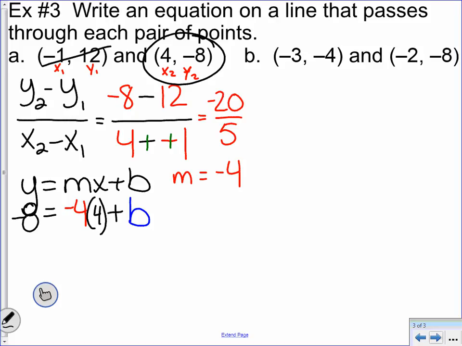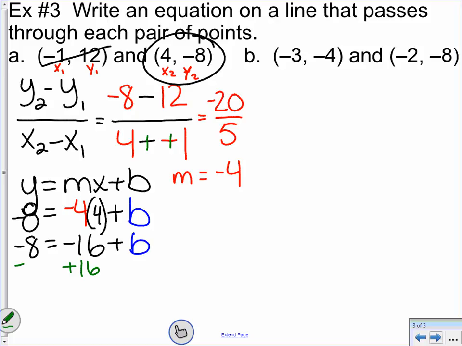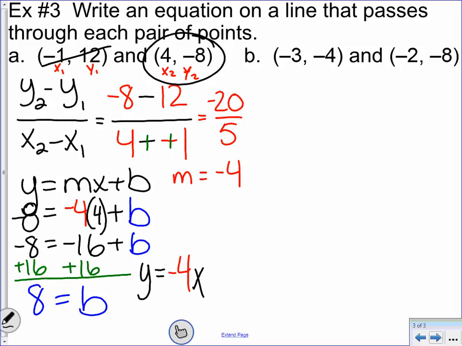Now I'll work this out. Negative 4 times 4 is negative 16. And then I'll add 16 to both sides. So negative 8 plus 16 is positive 8. So now I've got my b and I've got my m. So I can write my equation. y equals negative 4x plus 8.